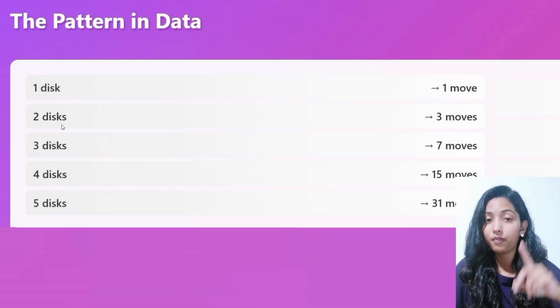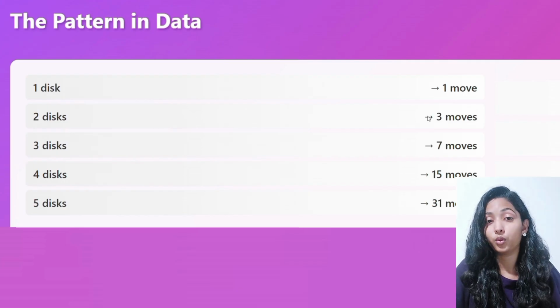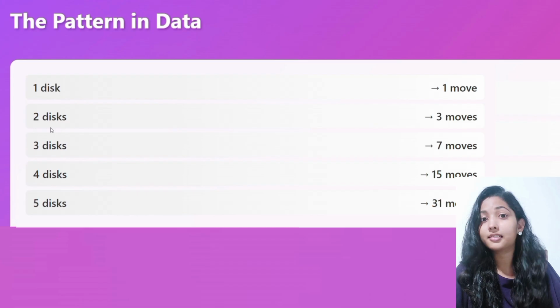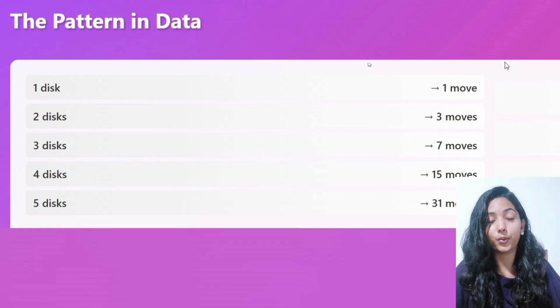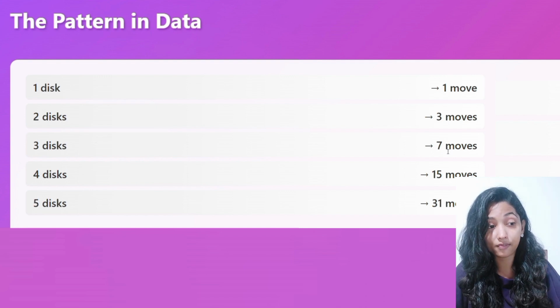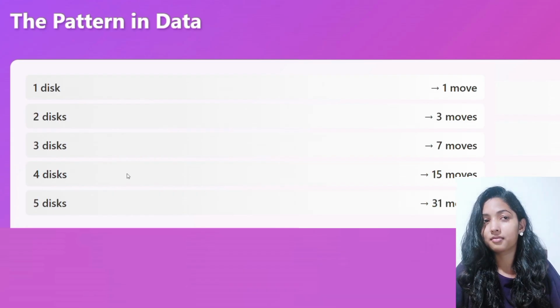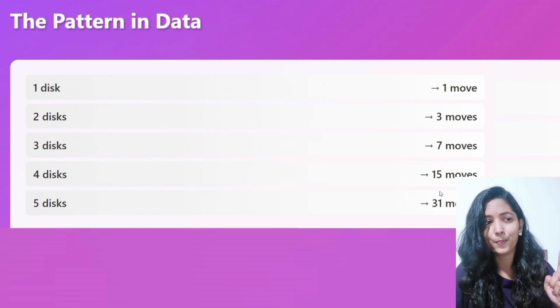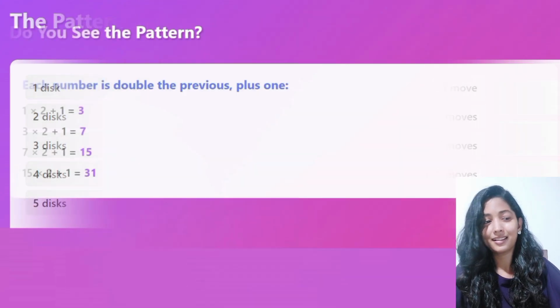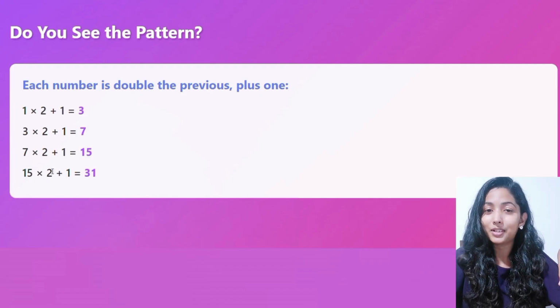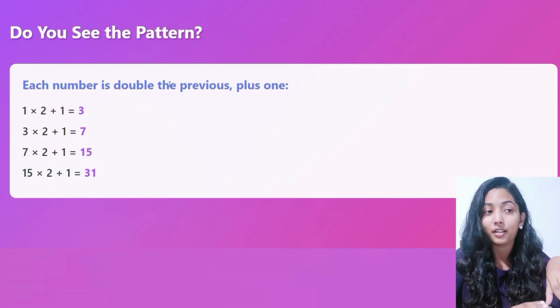If we are using 1 disk, there is 1 move. It is the base case. If we are using 2 disks, there are 3 moves. If we are using 3 disks, there are 7 moves. If we are using 4 disks, there are 15 moves. For 5 disks, there are 31 moves. So can you see a pattern in this? I know you can find the pattern exactly. Each number is double the previous plus 1.